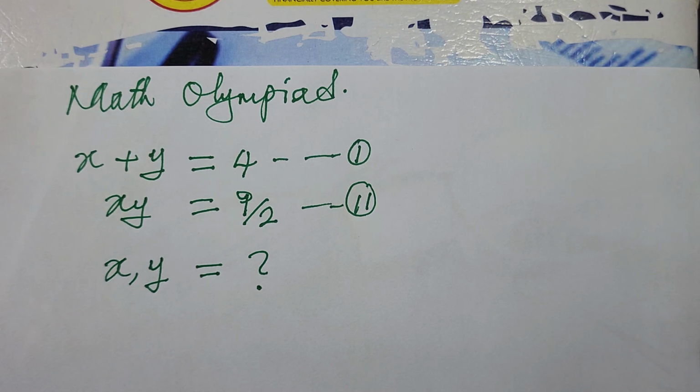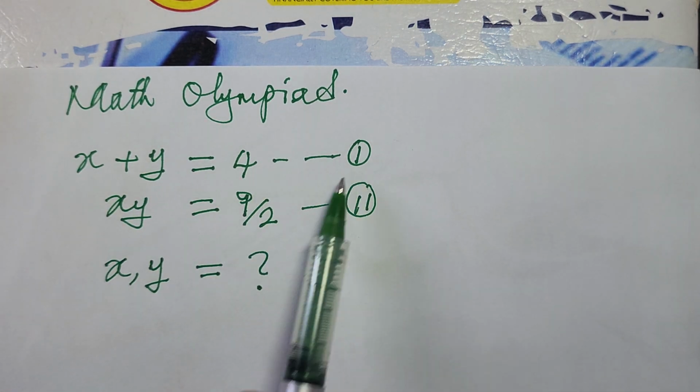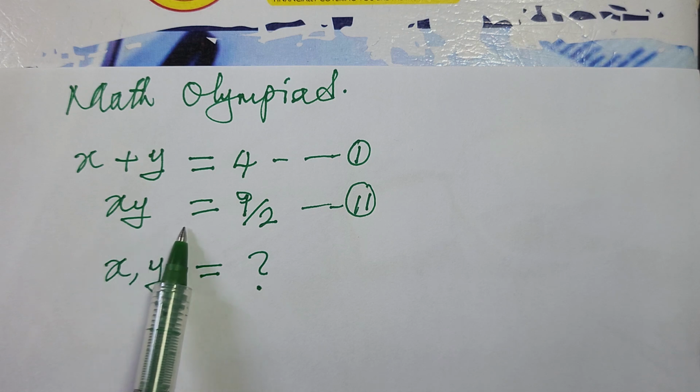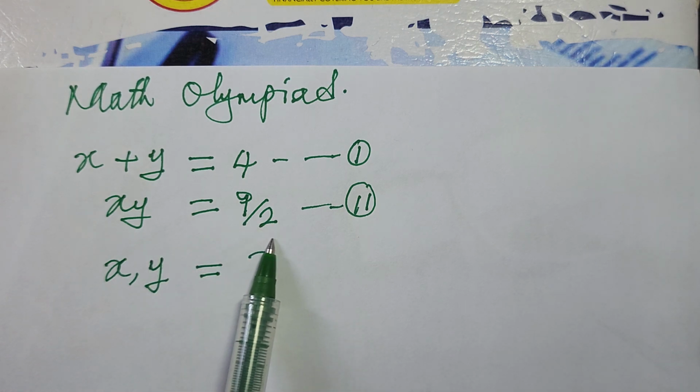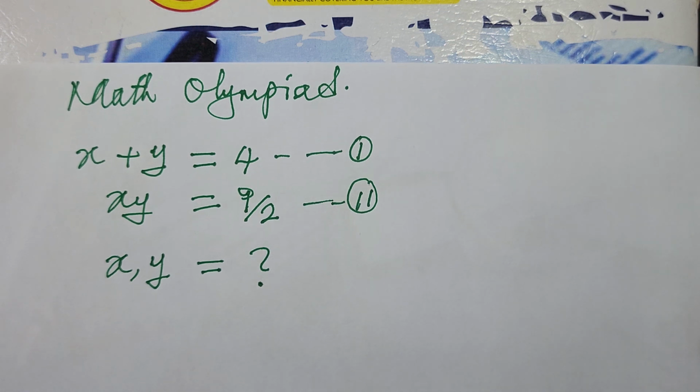Today we have this math Olympiad before us. The question is x plus y equals 4, given as equation 1, and xy equals 9 over 2, given as equation 2. What is the value of xy that will satisfy these equations? So, how do we solve this?